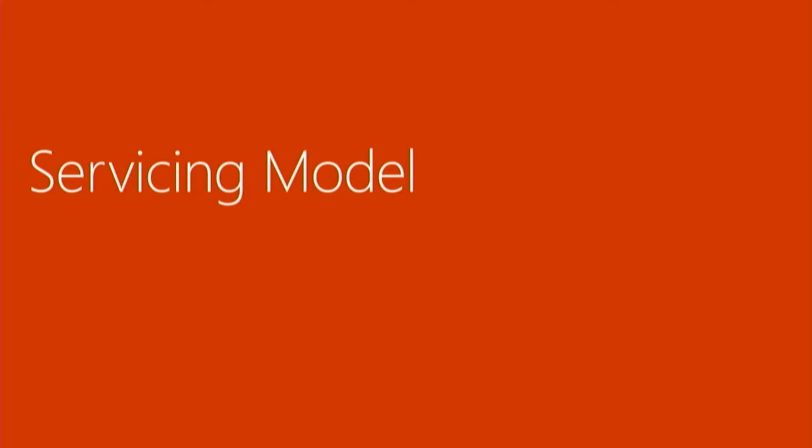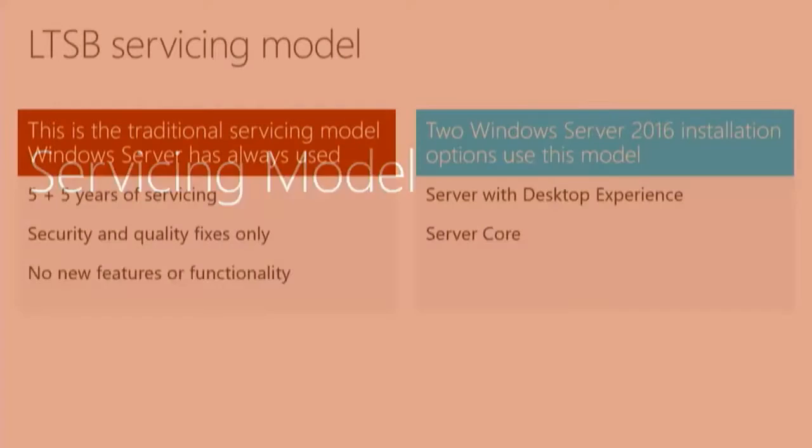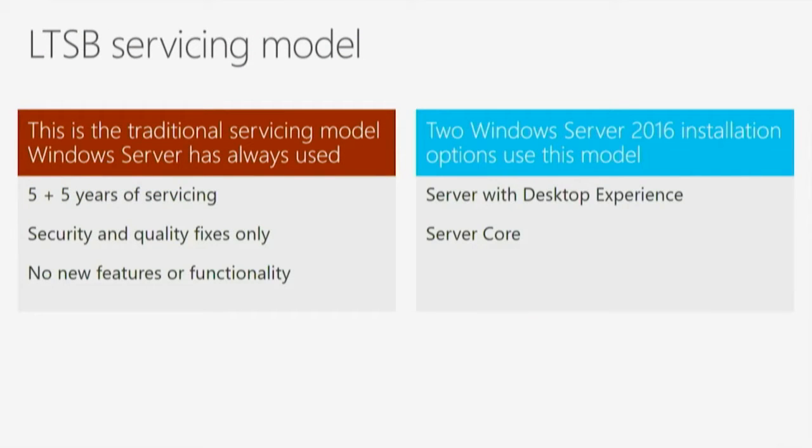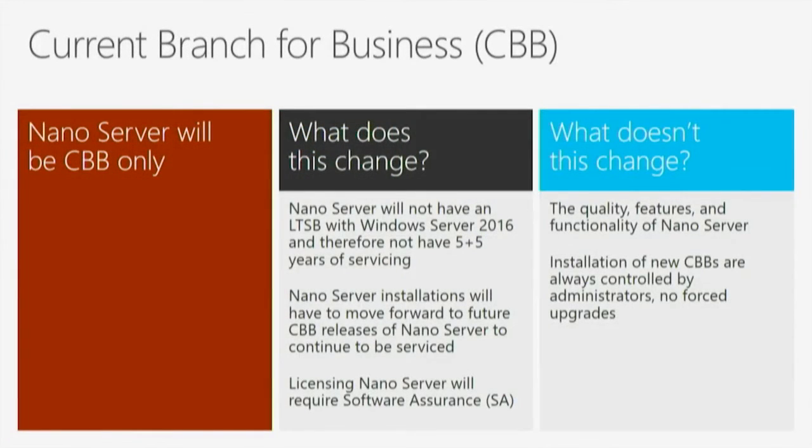The final thing I do want to talk about is the servicing model. This is something that we announced fairly recently, and I do want to step through it. With Windows as a whole moving to Windows as a service, one of the things we've announced for Windows Server is a long-term servicing branch, which is our typical 5 plus 5 years, and a current branch for business, which is not 5 plus 5 years. And right now, Nano Server is on the current branch for business.